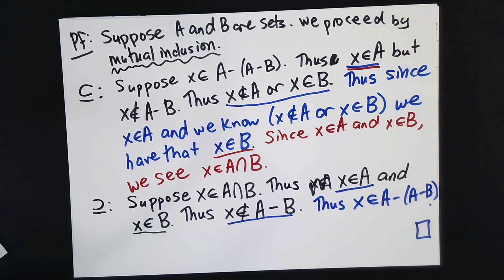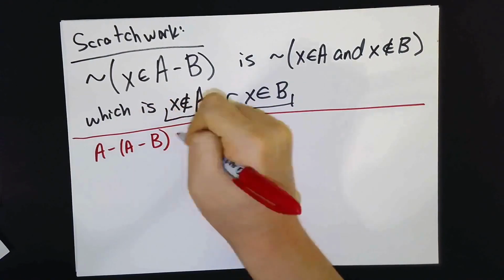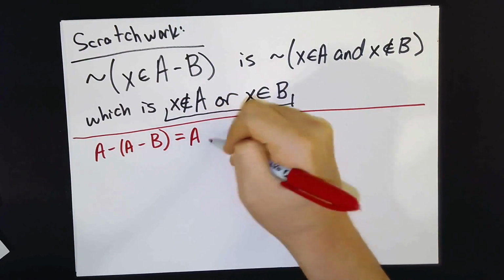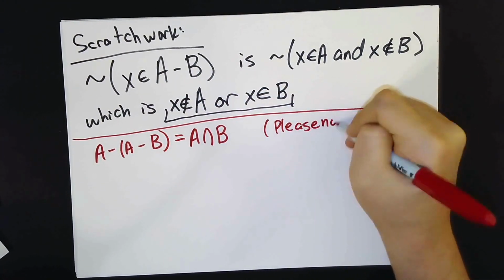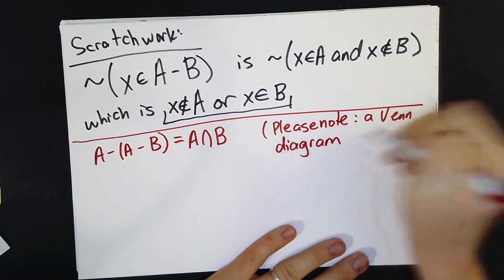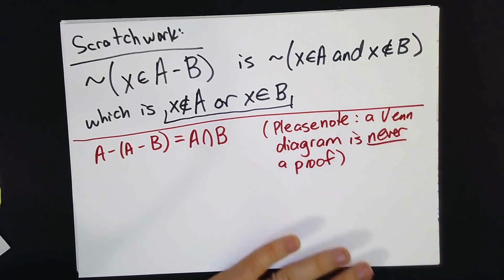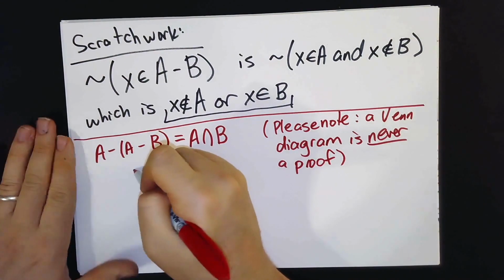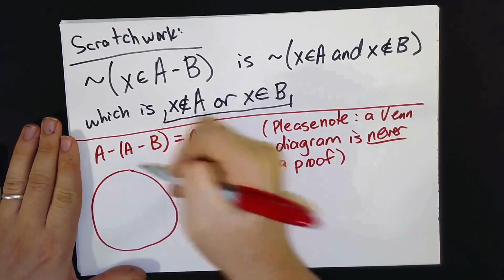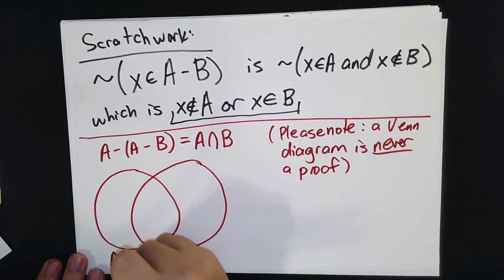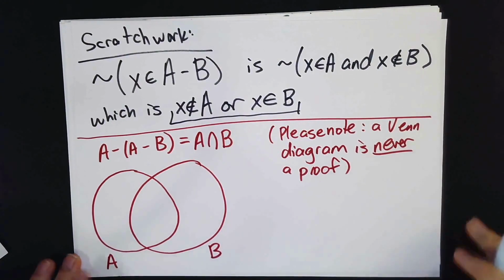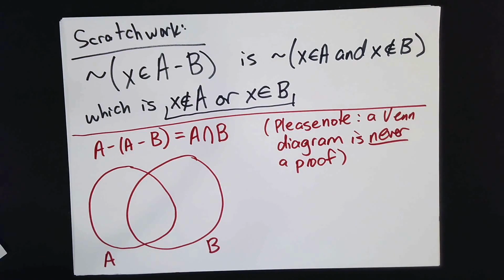Now, I want to note we can make some intuitive sense out of this thing we proved with Venn diagrams. Please note, a Venn diagram is never a proof. So when I ask you to prove things, you can write down Venn diagrams to help yourself reason through them and think about it, but it's never going to prove the thing. You're going to have to write down something like what we just wrote down to do that.